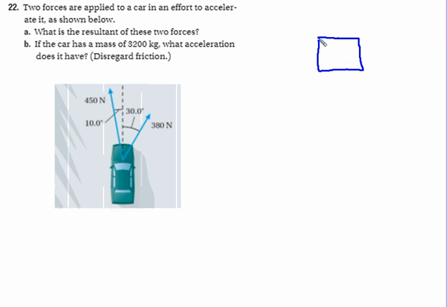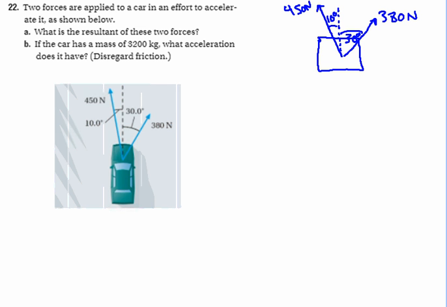Okay, so I'm going to draw the car. I'll draw that little dotted line that they have there. You have 380 newtons acting at an angle of 30 degrees, and then you have 450 newtons acting at an angle of 10 degrees from vertical. So these forces are going to have y components and they're going to have x components.